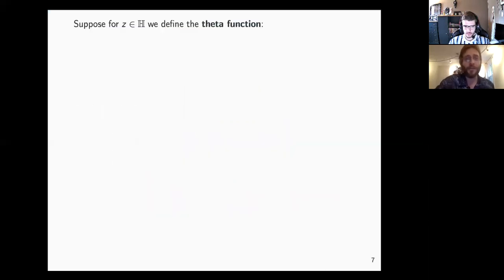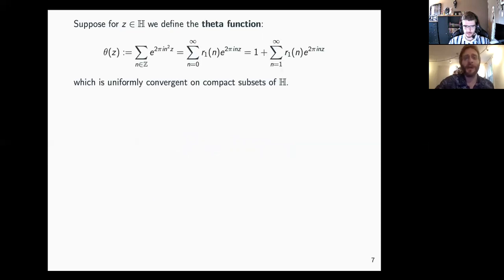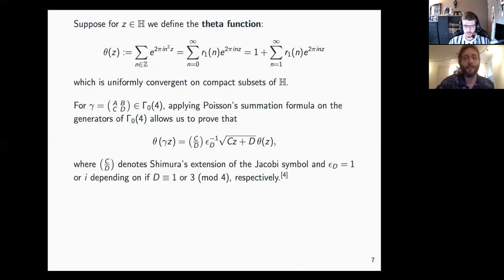And so suppose that we pick a particular point z in the upper half plane. We are actually able to define this particular function, theta(z), which is just the sum of e^(2 pi i n^2 z). And what that means is the Fourier coefficients are essentially just telling you whether or not the number n is a square. So again, we have our square indicator function that we saw a few slides back. This series is uniformly convergent on compact subsets of the upper half plane. What's more, it has this sort of automorphic property.